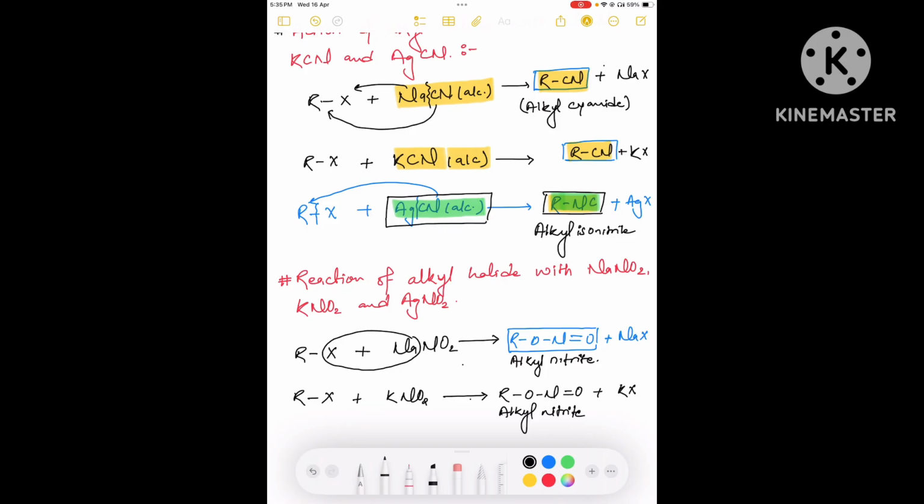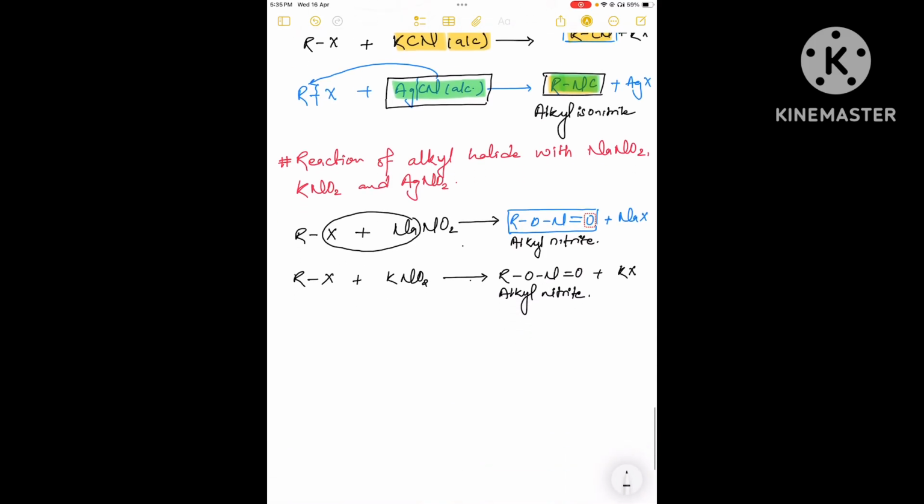But if I have AgNO2, again if we have an alkyl halide and we are treating it with AgNO2, in this situation the product is going to be R, and the link point with the carbon will be N, double bond O, and a coordinate covalent bond O, along with the liberation of AgX. We call it nitroalkane. Nitroalkane. So do not get confused.